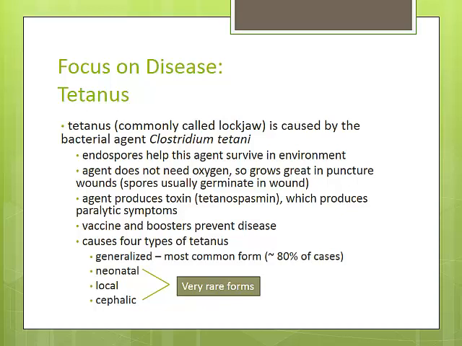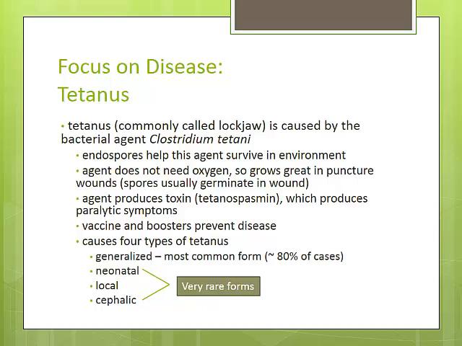Now, vaccine and the boosters prevent the disease, which is why, if you ever step on something outside, the first thing they do to you in the ER is ask, have you had your tetanus booster lately? They'll try to give you one, and that's a great way of preventing the disease. There are four different forms. We've got neonatal, local, and cephalic, which are super rare. But then we also have the generalized form, which is the most common form. It's what we'll see most often in the hospitals.